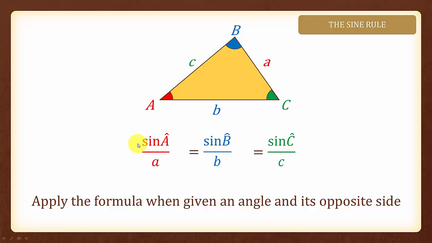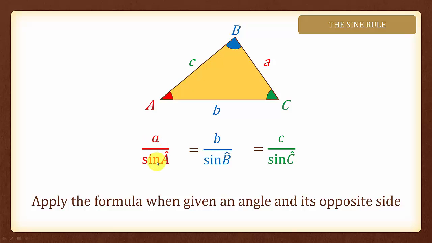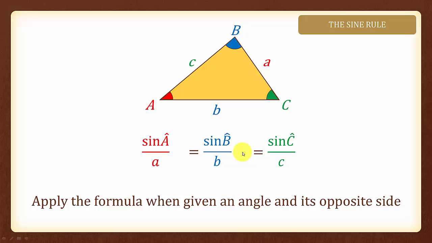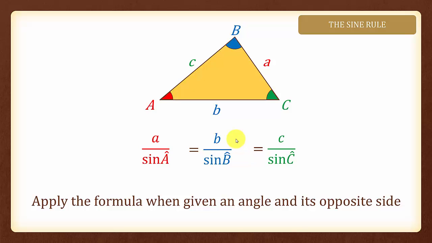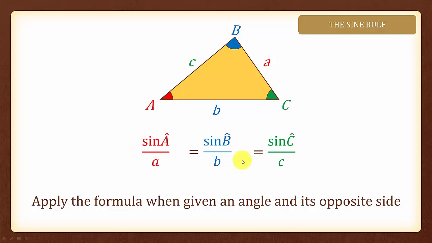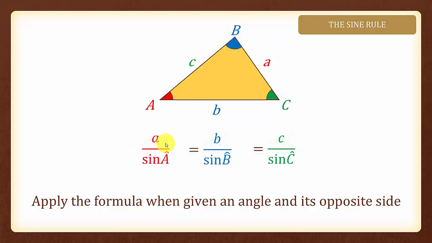You can also write the sine rule in this way: A over sine angle A equals B over sine angle B equals C over sine angle C. Whether you write it in this way or the other way depends on the unknown that you are finding. If you are finding an angle, it will be best to use this form, as the angle will be at the numerator. If you are finding the unknown side, it will be best to use this form, as the unknown will be at the numerator here. To understand this better, let's look at some examples.